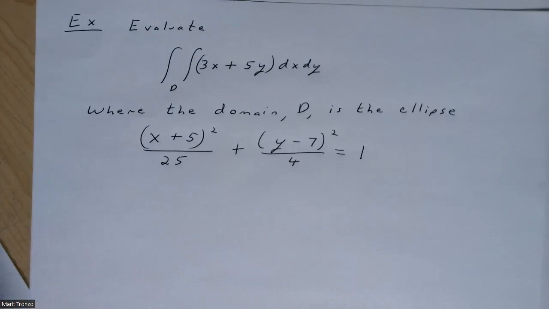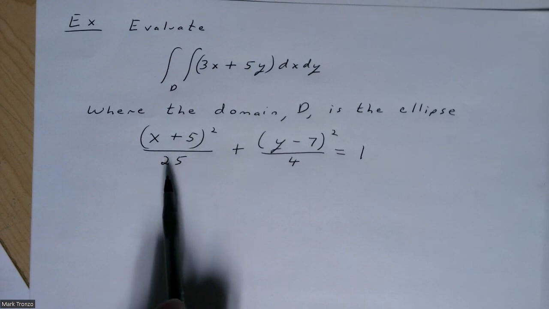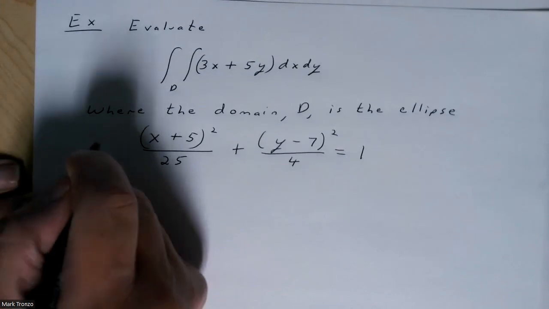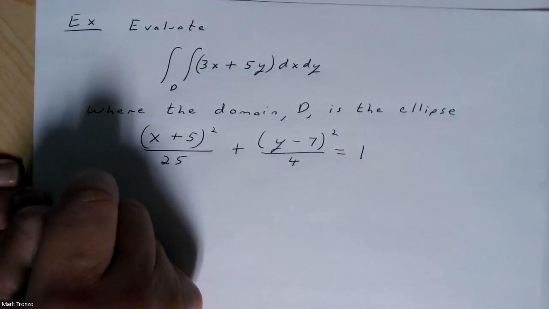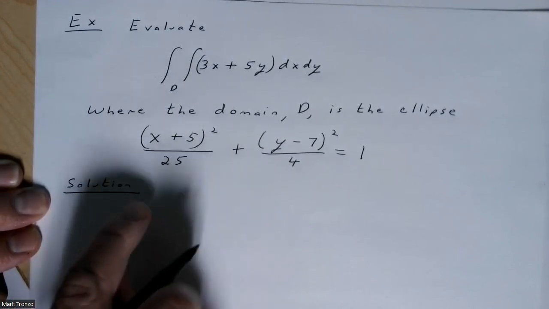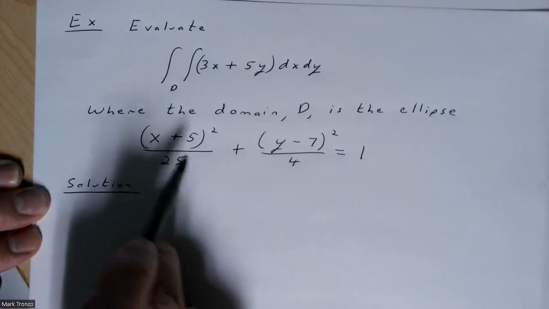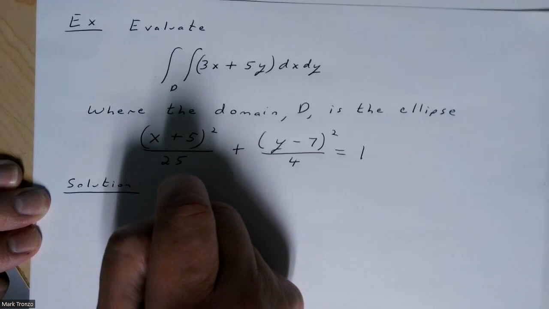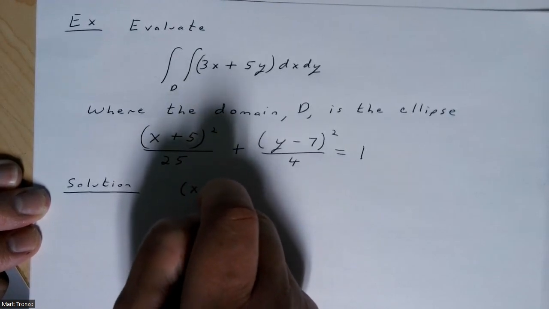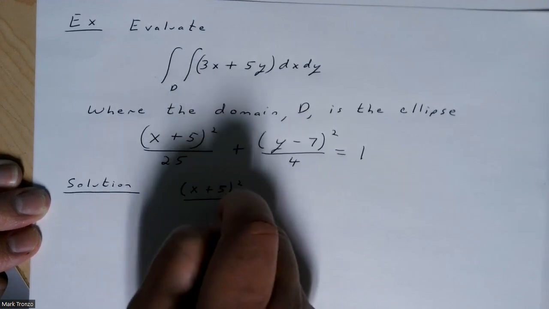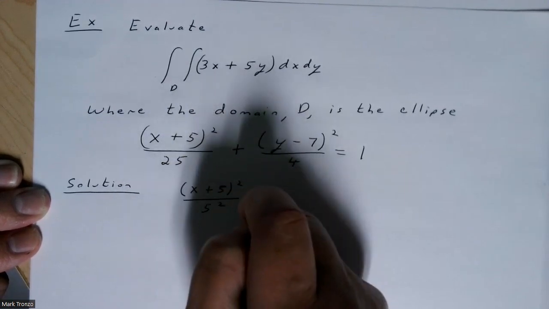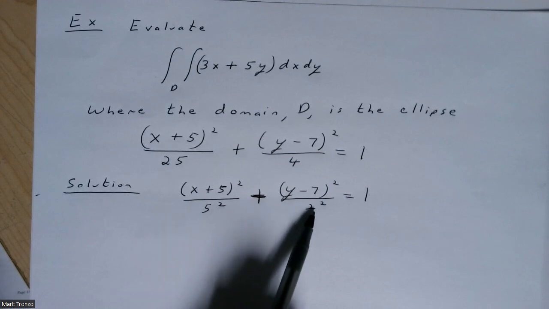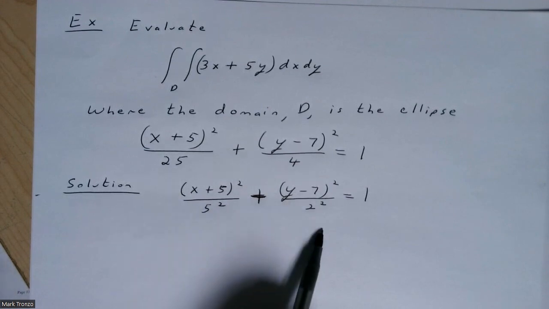So let's take a look at this problem. We want to evaluate this double integral where the domain D is this ellipse. And now again, notice this is not centered on the origin, because this has an x plus 5 and y minus 7. So first of all, let's rewrite this. So we get this now. I just made the denominators into squares.